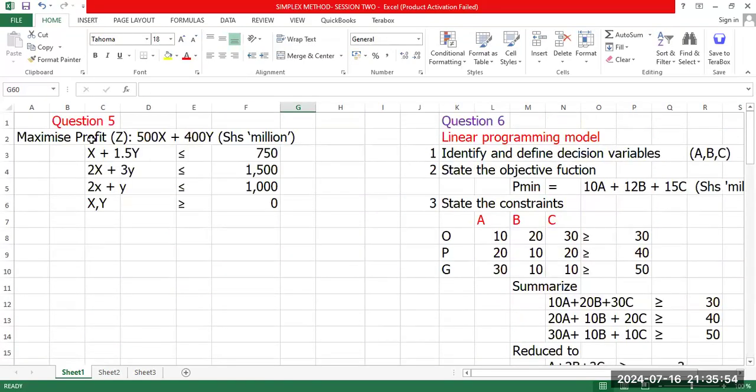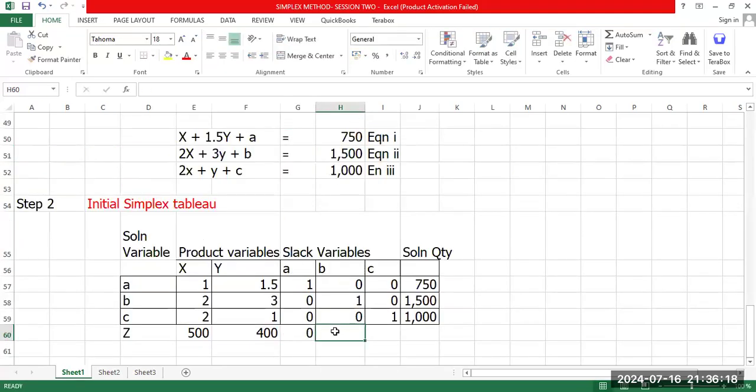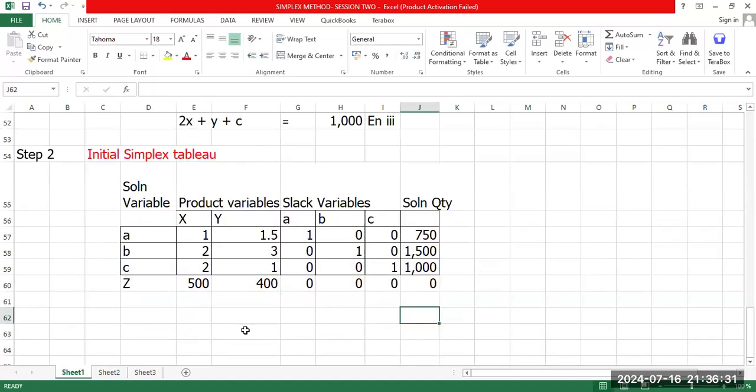Then when you observe the objective function, we don't have the slack variables. The reason is you don't have inequality on the objective function. So there is no way you can introduce a slack variable on the objective function. Here it means that you don't have A on the objective function, you don't have B, you don't have C, you don't even have a figure after the equal sign. So that should be your initial simplex tableau.